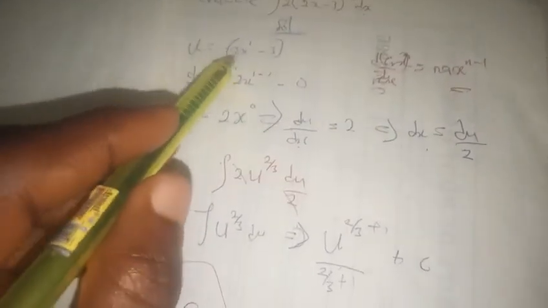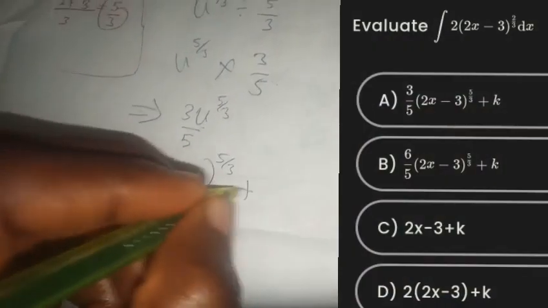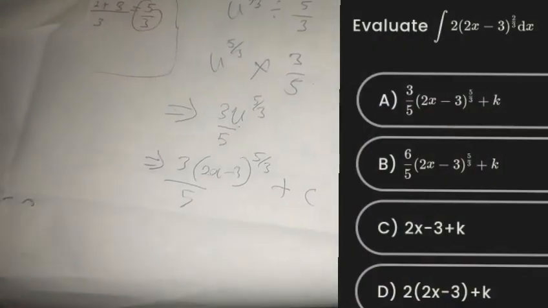So we can now substitute our u value back from here. Our u is 2x − 3, so let's put it back. So we are putting it back, so this is going to be 3(2x − 3)^(5/3) over 5, plus c. So that's the answer.